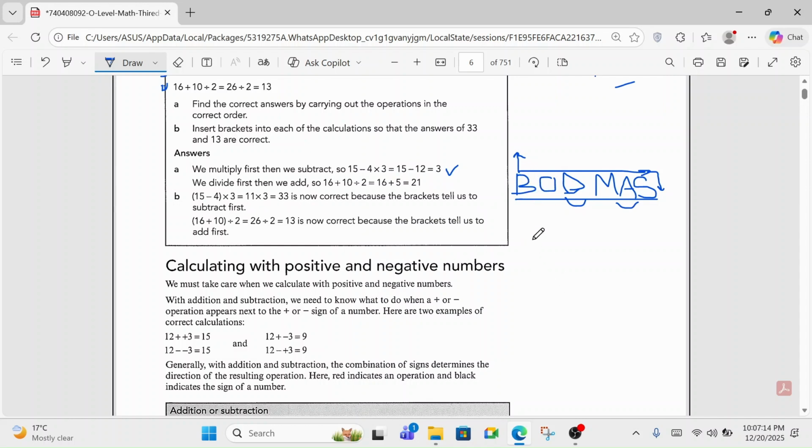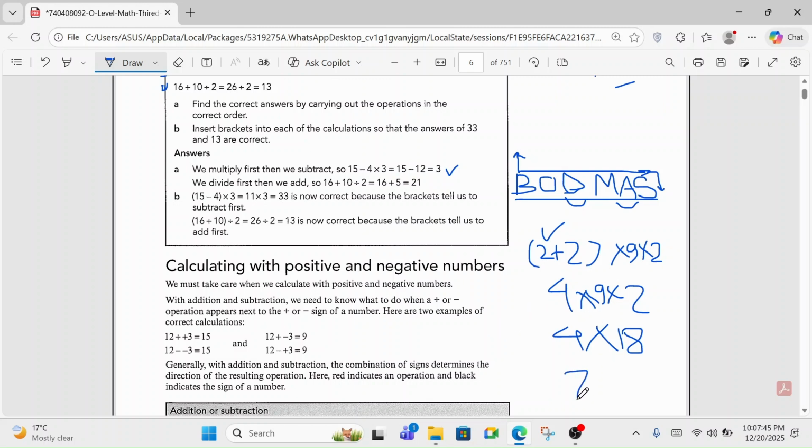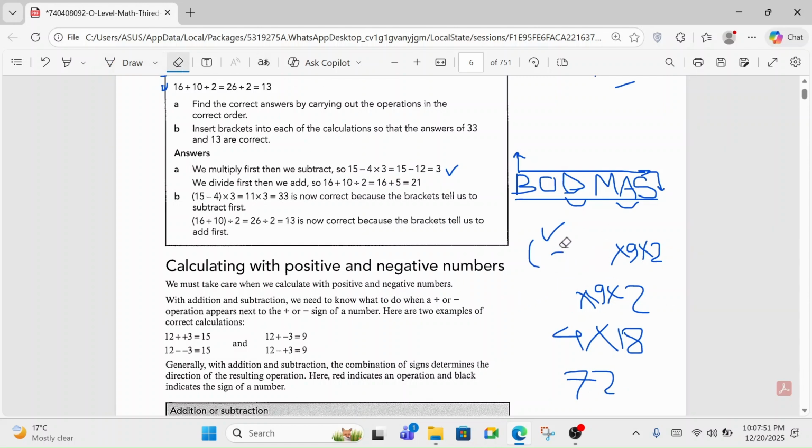Brackets, if, let's say we have 2 plus 2, times 9 times 2. What will we work with first? Of course, we'll work with brackets first. So it's going to be 4 times 9 times 2. So of course 4 times 18, 72. This is how we work with brackets from BODMAS. Okay.